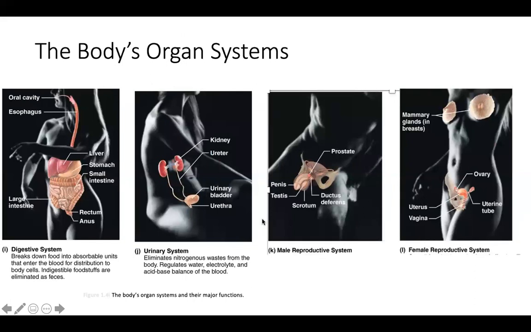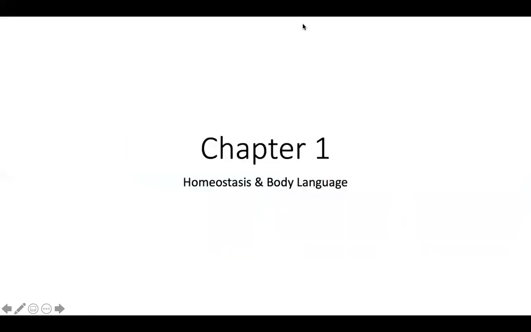This is just broken up a little bit more, but these are how they're organized. You have your digestive system, urinary, and then there's the reproductive systems again in detail. All right, let's pause here.